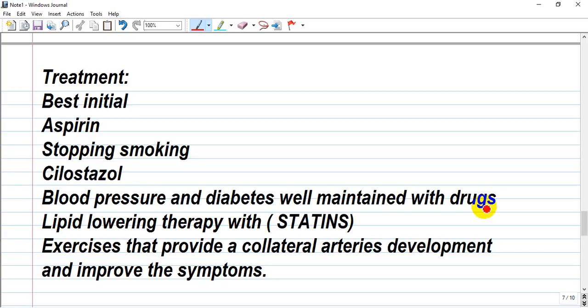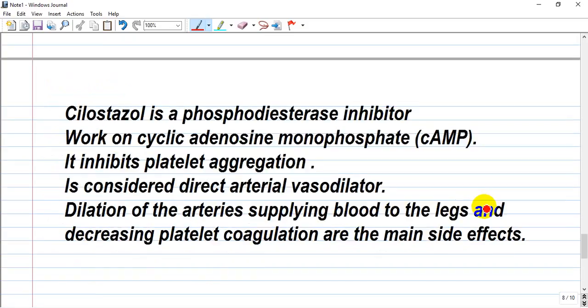So if vessels are damaged or sclerotic, drugs cannot help well on this. But if we give the patient advice for exercising, collaterals will develop and blood supply will improve. So the best drug is aspirin, and in combination with cilostazol.